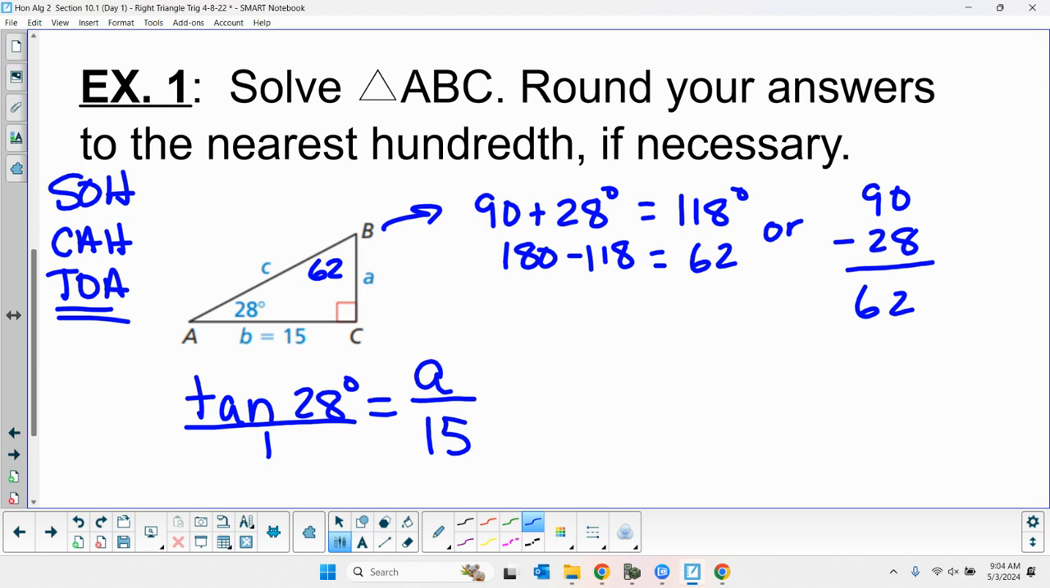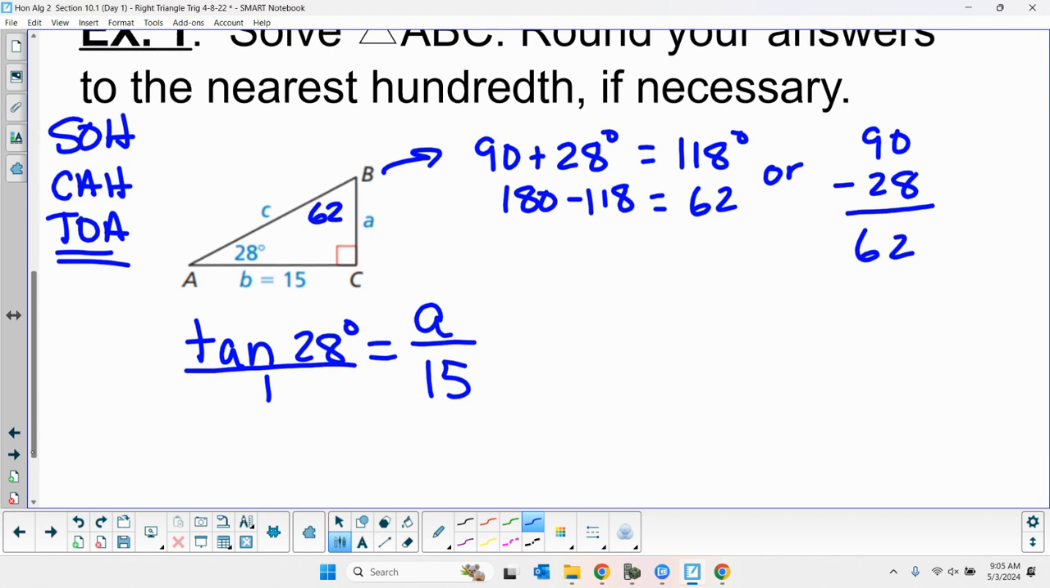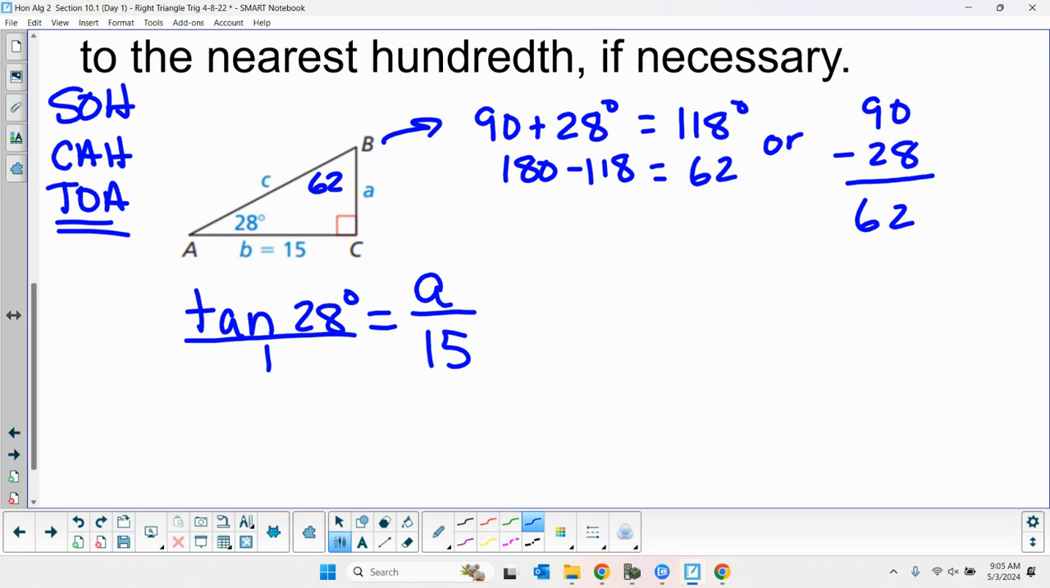So when we had one fraction equals another fraction on the quiz yesterday, what did we do? Cross multiply, right? That's what I would do to solve this. Kids do better if they just cross multiply. So 1 times A is A, and tangent 28 times 15 will be our answer.